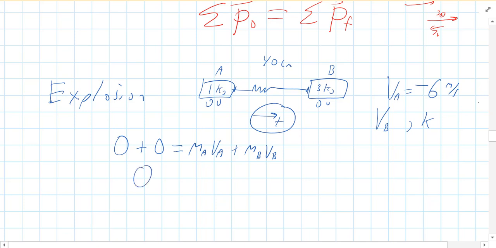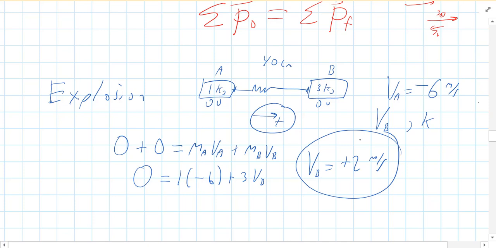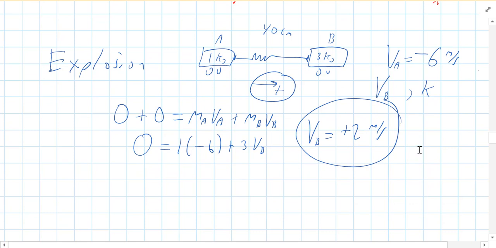So on the left side, we got a big fat 0. On the right side, MA is 1, VA is -6, MB is 3, and what's VB? Well, hopefully you can do that in your head. VB is +2 meters per second to the right. Many of you probably guessed that well before we did the problem. This is an easy one, but it's still good to go through.